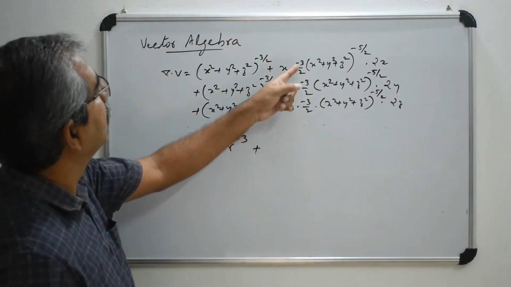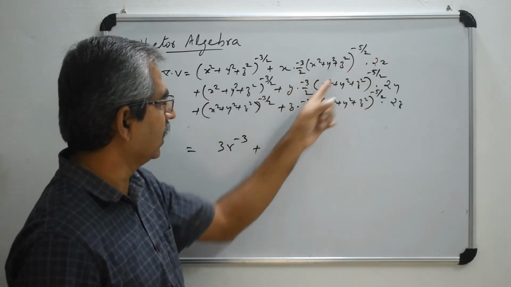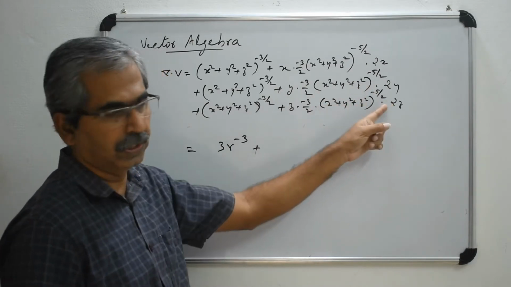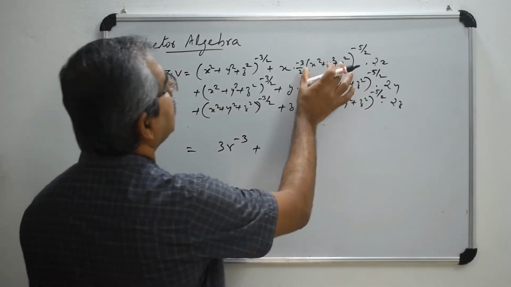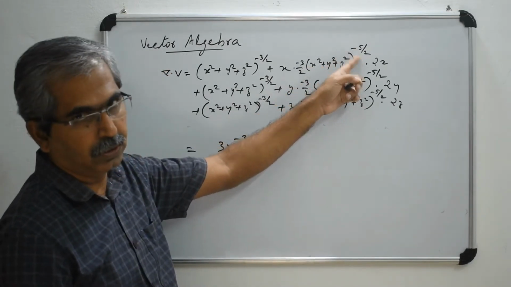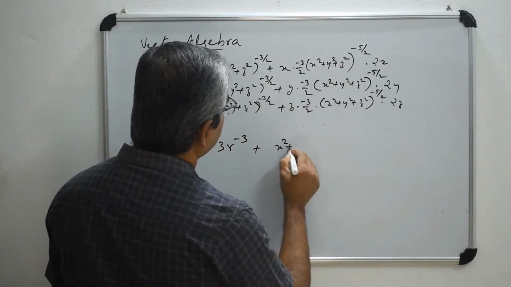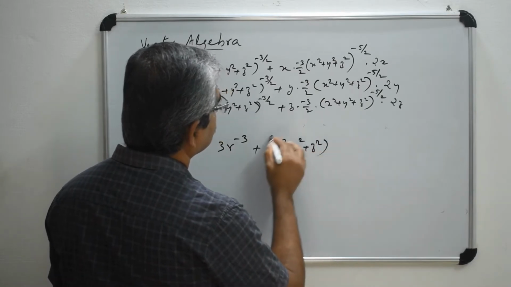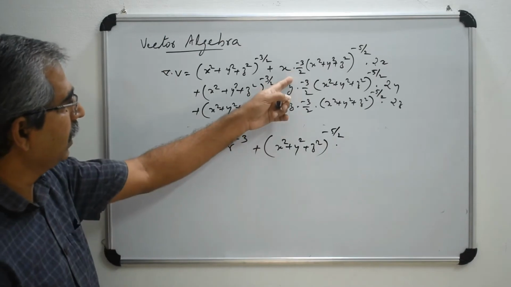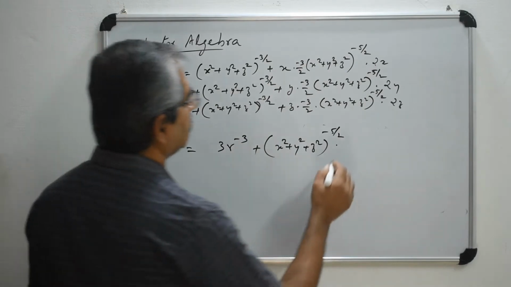There is a minus 3 by 2 here, and a 2 is there, so 2 cancels. This one also, 2 cancels, here also 2 cancels. So what is remaining is x square plus y square plus z square raised to minus 5 by 2, which is common here. So you can write it as x square plus y square plus z square raised to minus 5 by 2 is common.